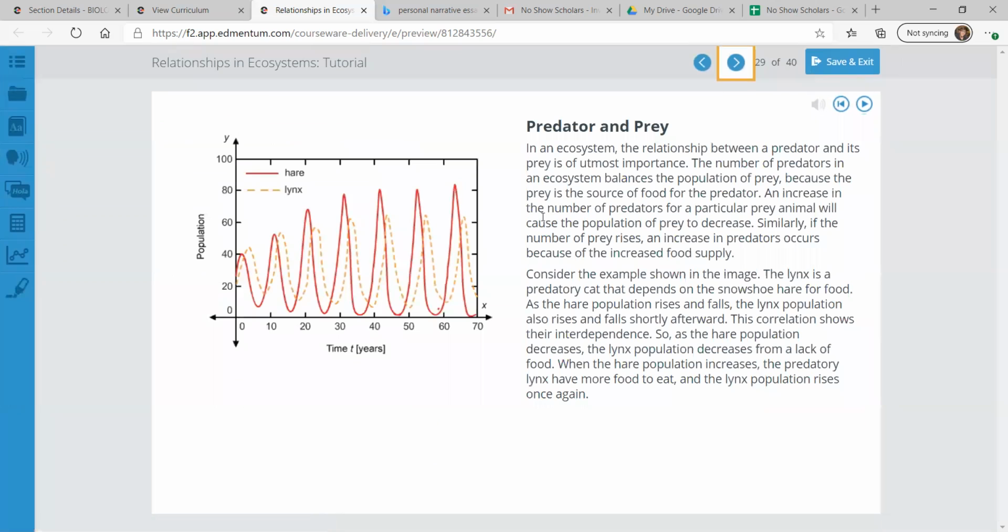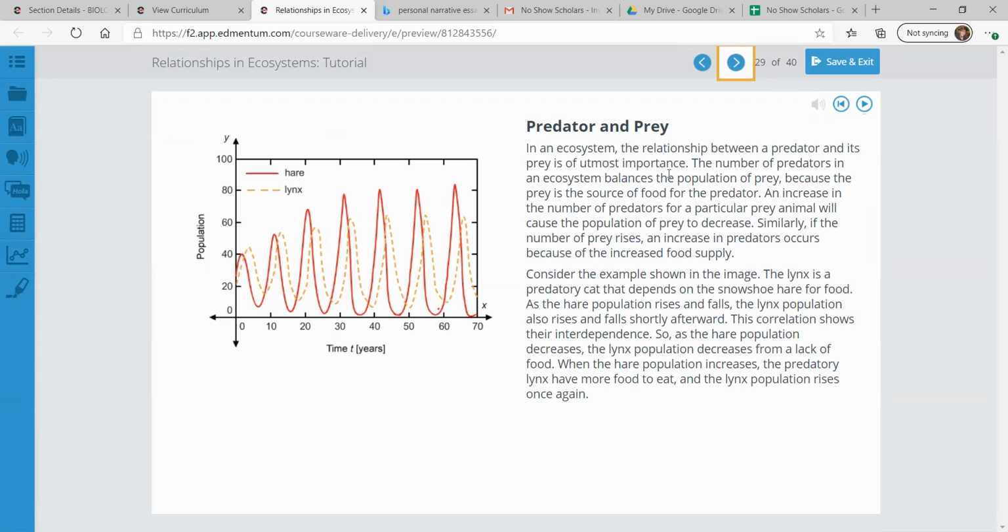Let's see. Predator, prey. Here we see two populations. One is of the hare, that's the solid red line, and then the lynx is the dotted line of orange or yellowish. And as you see the relationship, the more hare, the more lynx tend to appear.